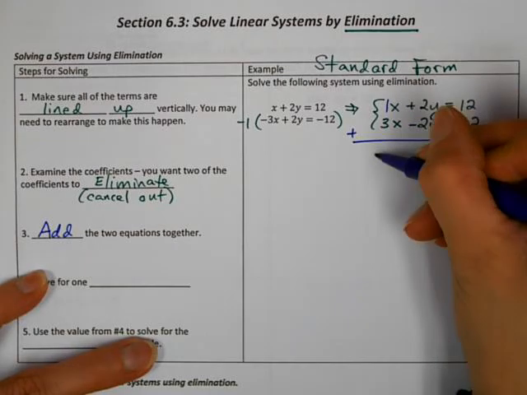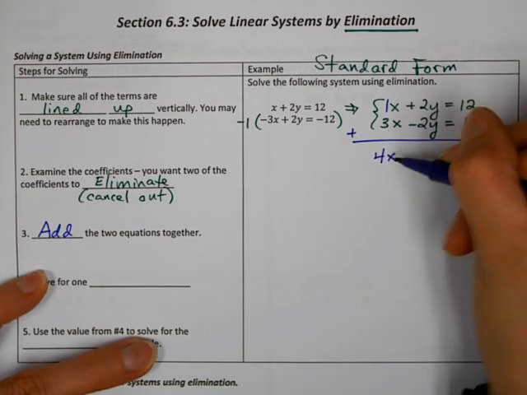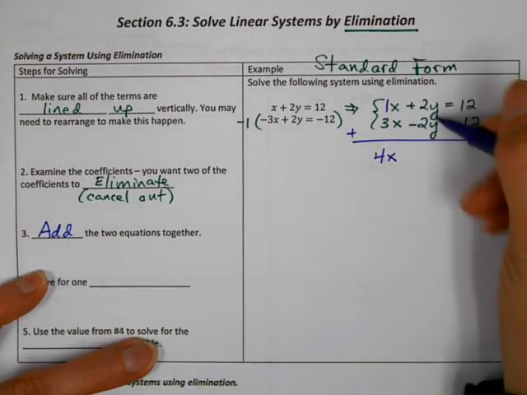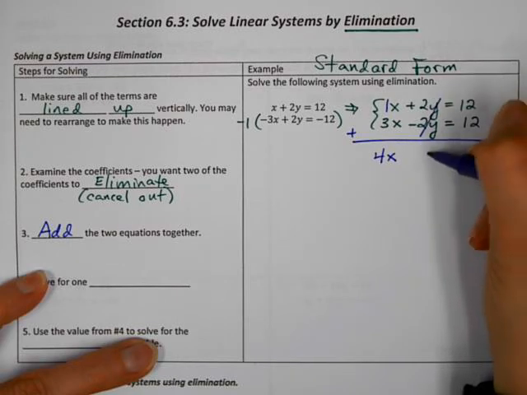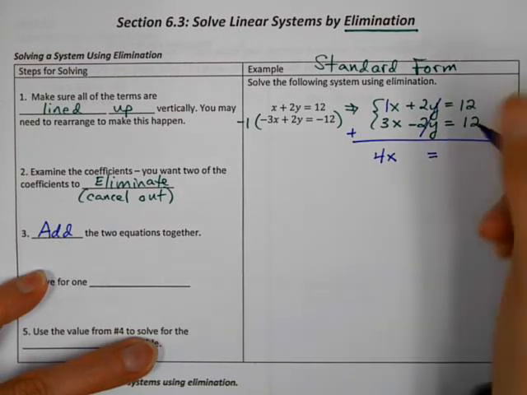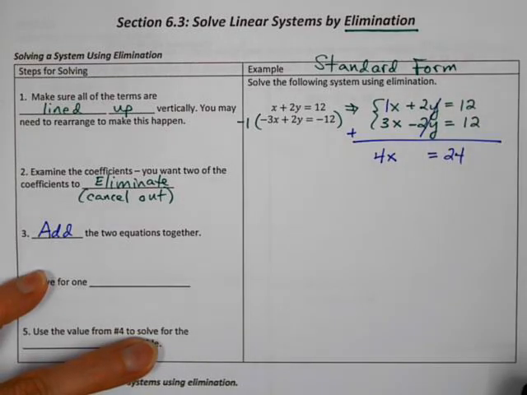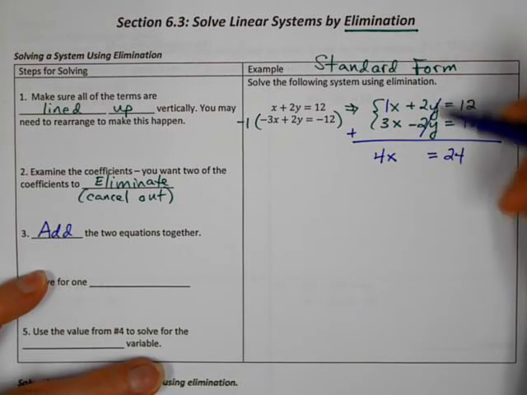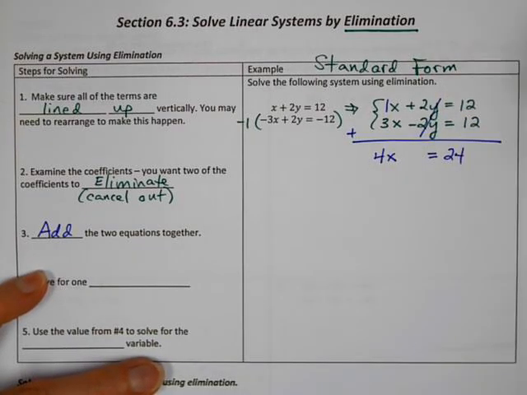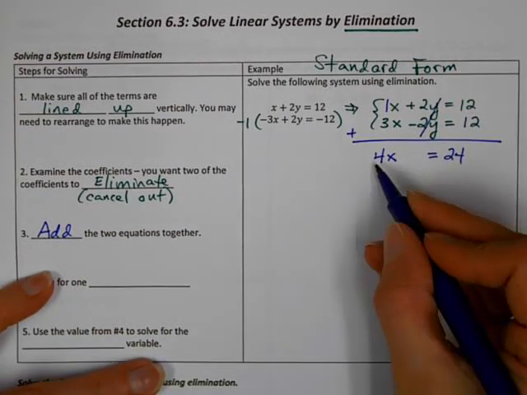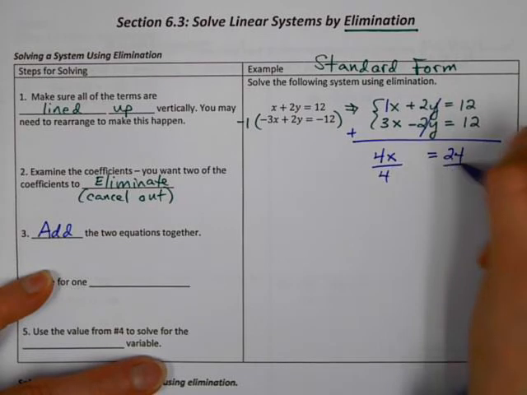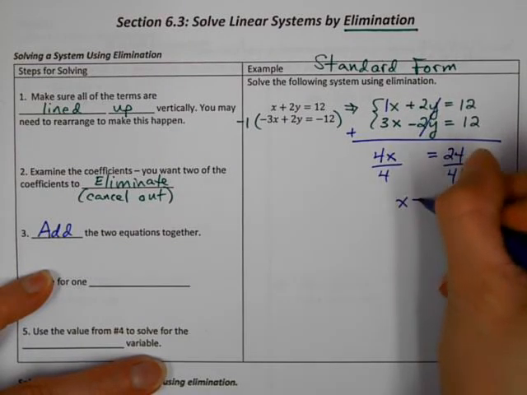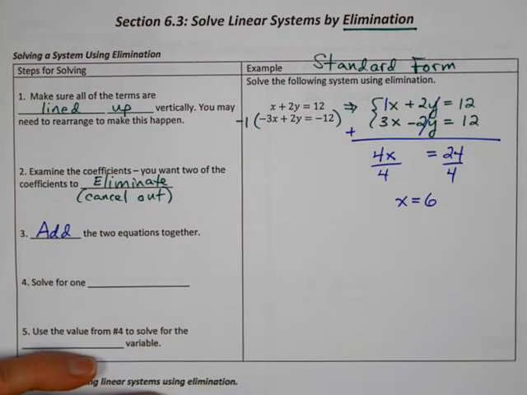1x plus 3x makes 4x. Positive 2y, negative 2y, those cancel out. We still have our equal sign. 12 plus 12 is 24. If you get it nice and ready for elimination, one of the variables immediately goes away and you should only have one variable. If you divide both sides by 4, you can solve for x equaling 6.